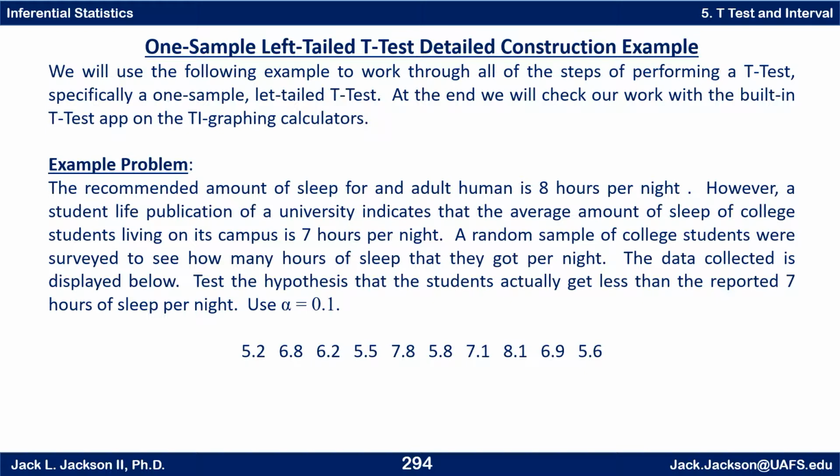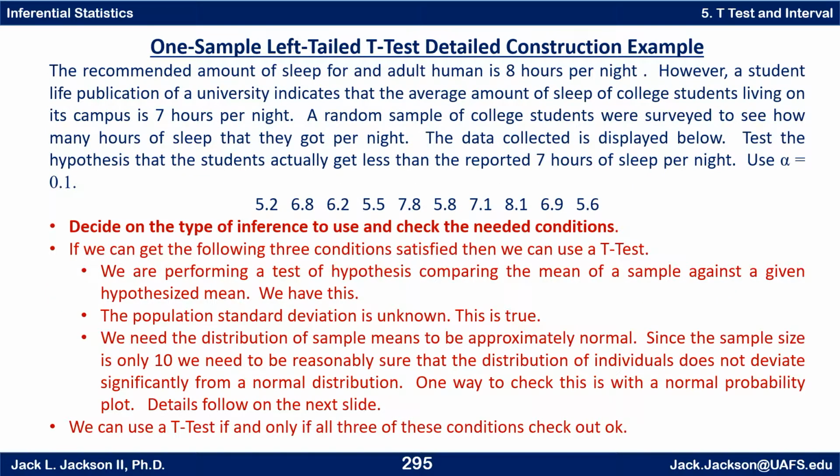So if we're going to call the publisher of the study a liar or say they've not got accurate data, we need to have some sufficient evidence to show that. So we're going to assume that they are correct, that it really is 7 hours per night, and use that to generate our test. So that's the null hypothesis.